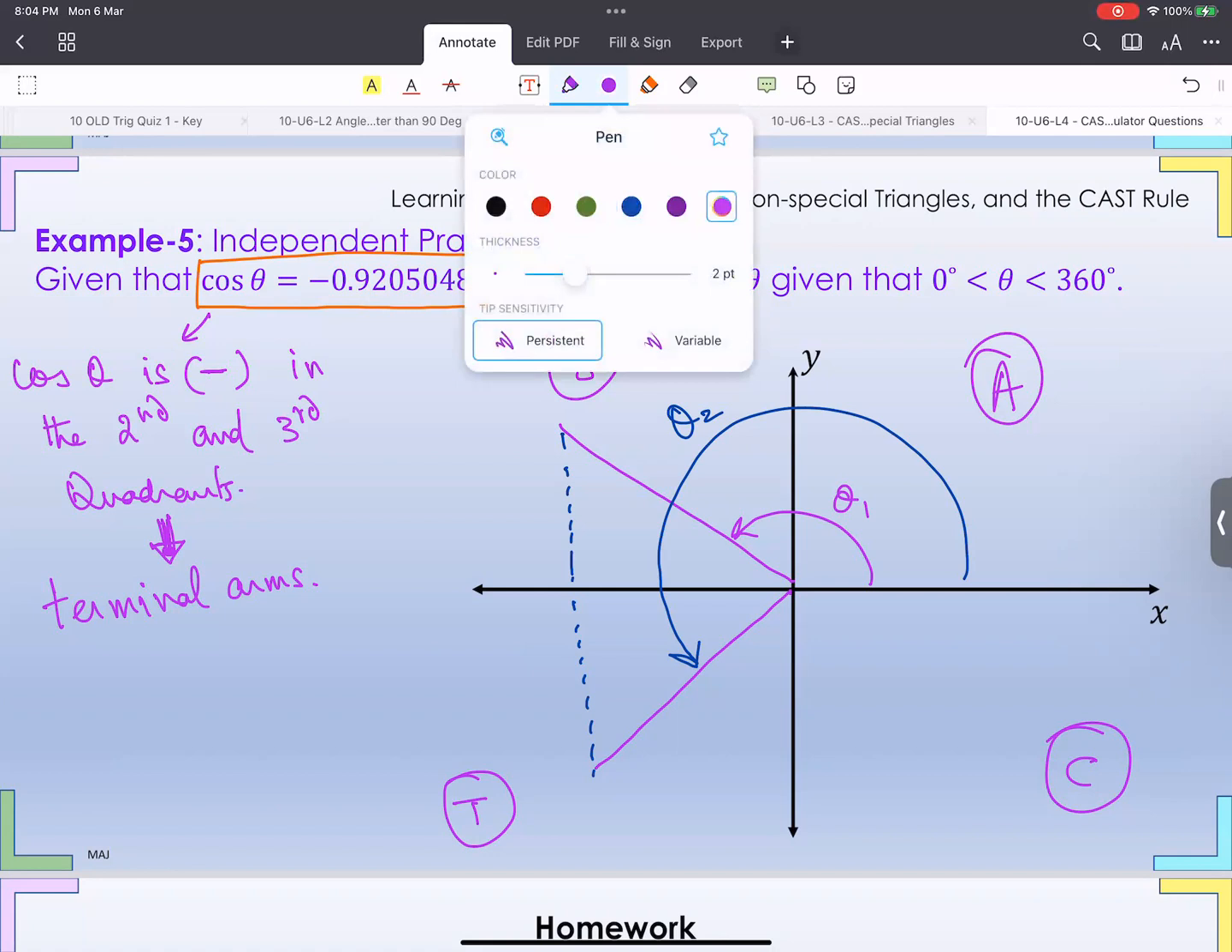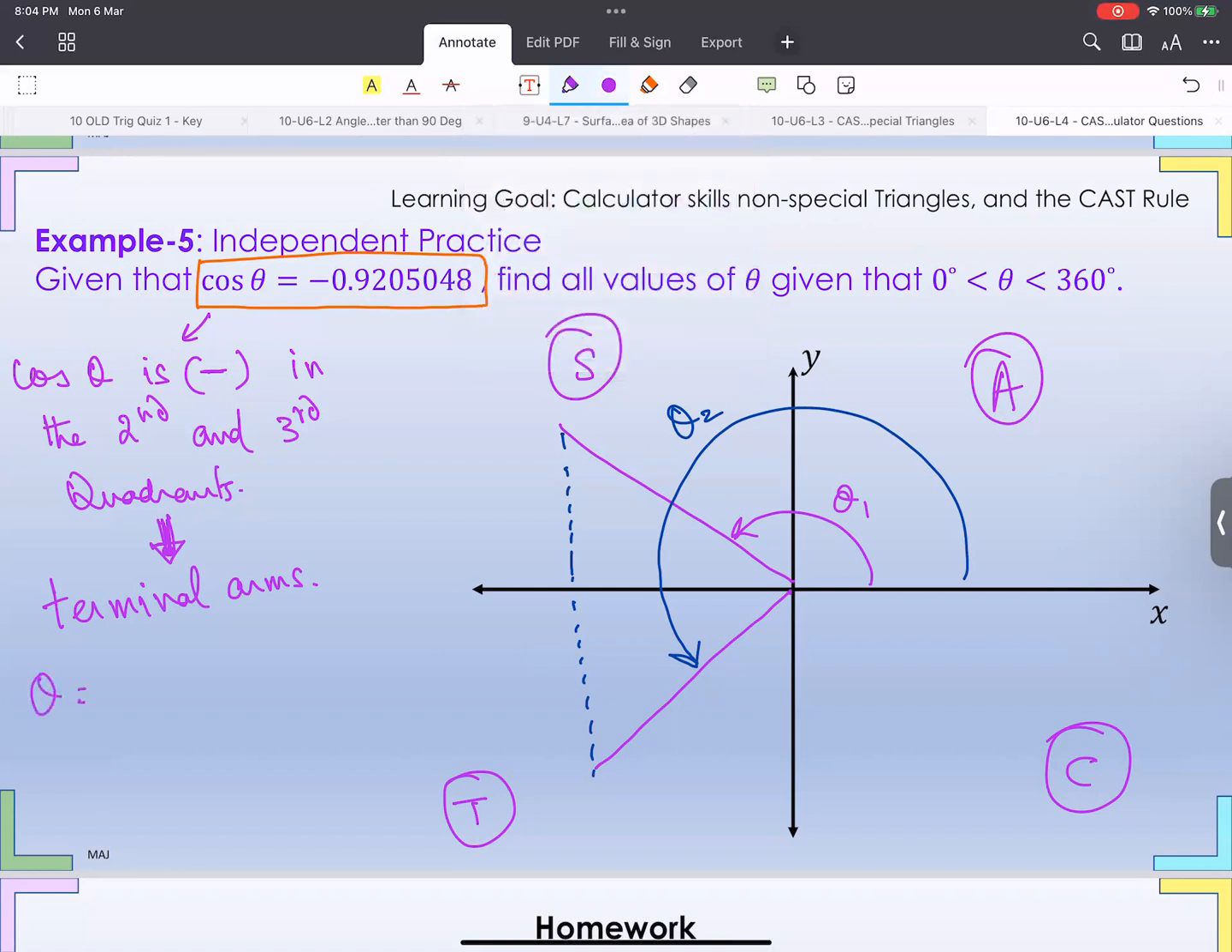So now to find that, I'm just going to do theta is cos inverse of negative 0.92, whatever number is given. Plug that into your calculator. Grab your calculators. Cos inverse of negative 0.9205048. I got 156.9999. I'm going to round that to 157 degrees. So that is my very first answer.